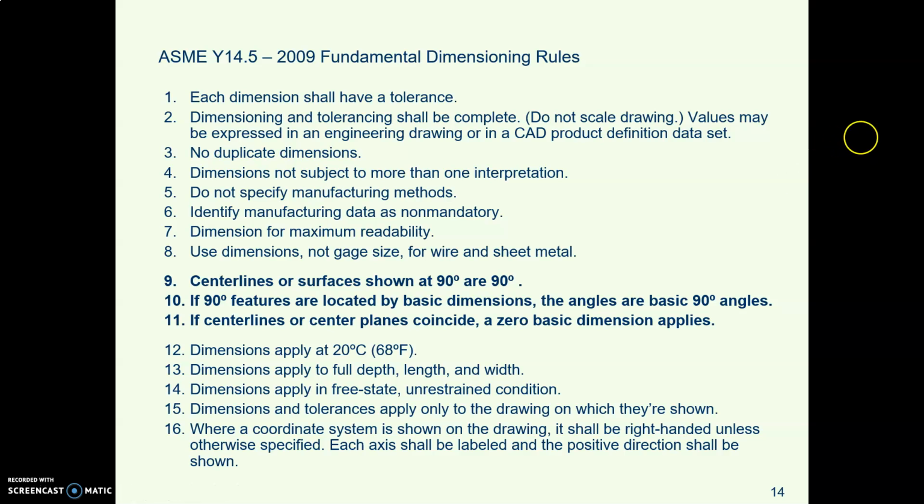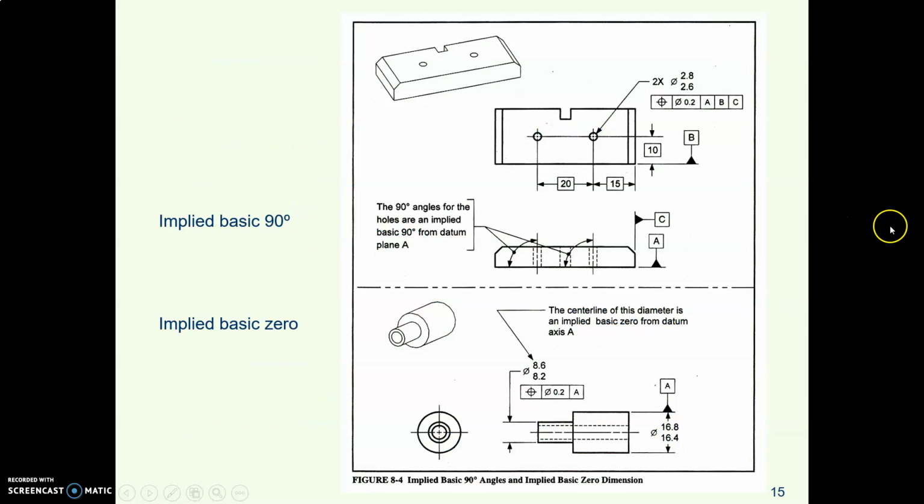Finally, last few slides, 3 more slides. Going back to our dimensioning, fundamental dimensioning rules, we are familiar with this rule 9. If it looks like 90, it is 90. We've done that one before. But rule 10 and 11 we haven't talked about yet, so let's talk about them now.